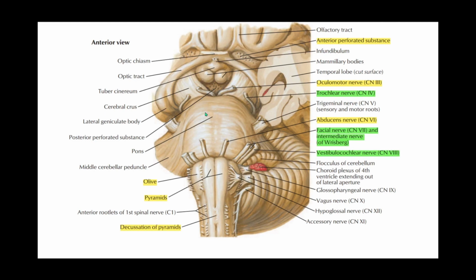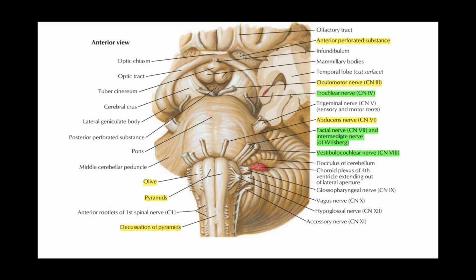This is the pons. It looks like the head of a mushroom from this anterior view. Emerging from the pons, you have our trigeminal nerve, the roots of the trigeminal nerve. Emerging from the pontomedullary junction, we have cranial nerve 6, which is the abducens nerve, and we have our facial and intermediate nerve. So the facial nerve, which is cranial nerve 7, and the intermediate nerve of Wrisberg.